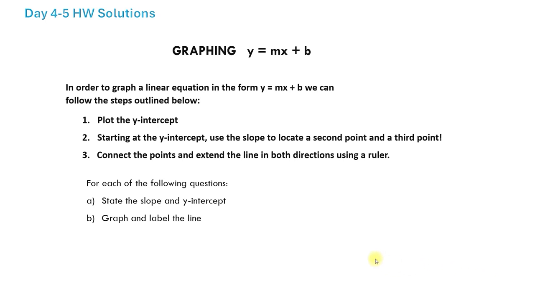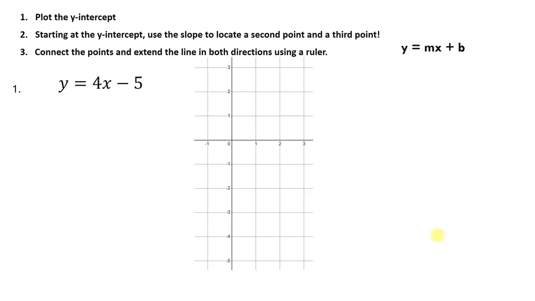y equals mx plus b, a very important formula that we can look at and get a lot of information from just by looking at the numbers. So we're going to follow these steps. We're going to plot the y-intercept. And starting at the y-intercept, we're going to use the slope to locate a second point and a third point. We want to connect these points and extend the line in both directions.